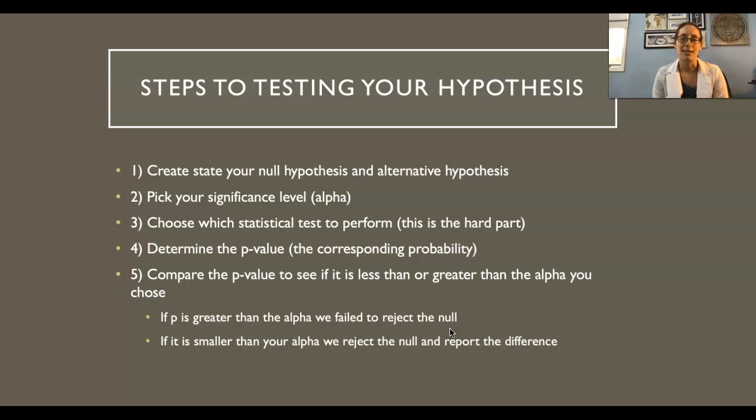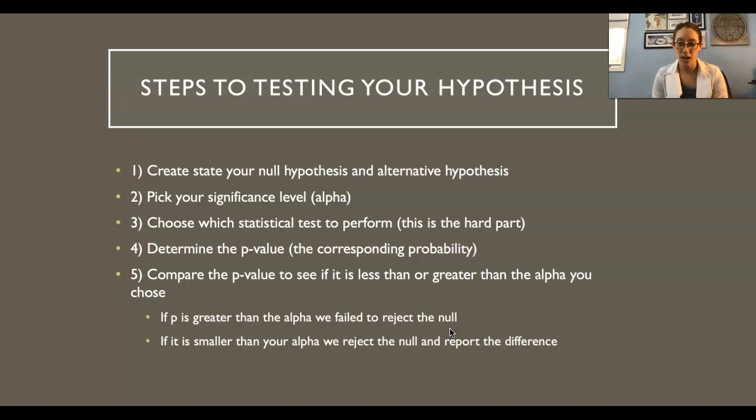Or, if it's a deadly drug, then you want something a little higher than that. And then choose which statistical test to perform. That's actually the hardest part, is figuring out what tests to do. Not something you're going to conquer in this class. And then determine the p-value, which is your corresponding probability. And compare that p-value to see if it's less or greater than the alpha you chose.